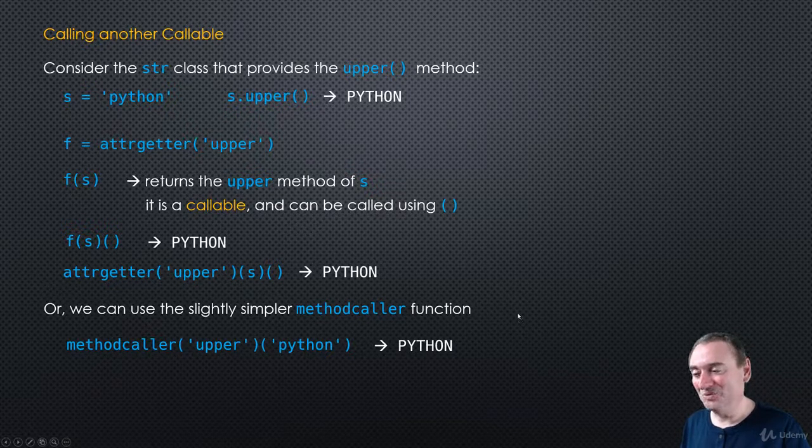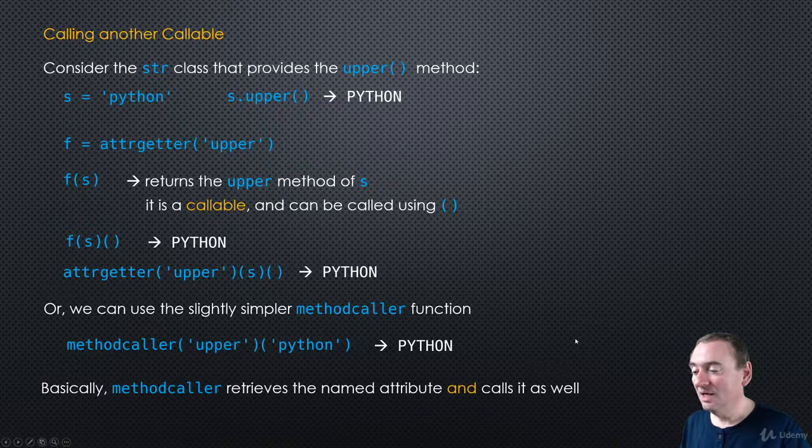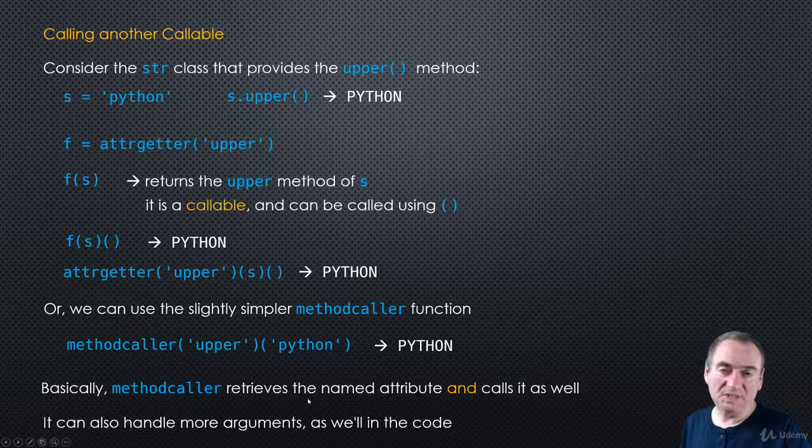And we'll see that in the code as well. But it's really just more of a convenience thing. You can definitely do it using attribute getter. That works just fine. It's just a little convoluted. This might be a little simpler. All right. So it can also handle more arguments. We'll see that in the code as well, where we can actually have more than one method being called. And we'll see that because obviously, remember, attribute getter can also get more than one attribute. So we'll see that in the code.